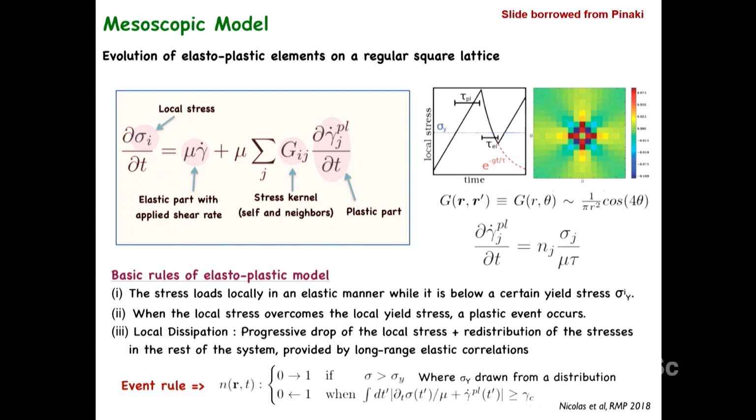This is essentially the elastic part, and this is the plastic part. Whenever there is a plastic deformation, it gives rise to this anisotropic stress. This is how it relaxes. It's like a toy model that one can play with, with a very simple set of rules. The stress loads locally in an elastic manner while it is below a certain yield stress, and when the local stress overcomes the yield stress, a plastic event occurs. Whenever a plastic event occurs, it redistributes the stress according to this elastic kernel. So that's what it says.